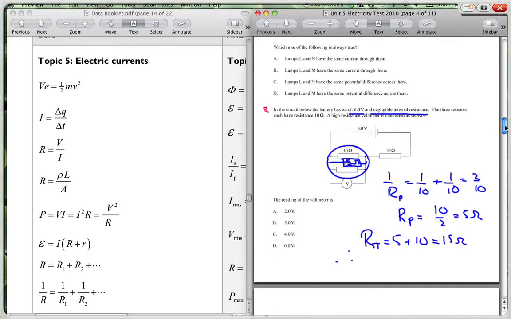And therefore, you're going to have a current. I is equal to V over R, which would equal 6 over 15, which is equal to 0.4 amps. If that's correct. Okay, so we've got that. Now the potential difference across here, if you've got 0.4 amps, would be 0.4 times 10, which would equal 4 volts. So the balance must be across here. This must be 2 volts. 2 volts plus 4 volts gives you 6 volts. So A would be your correct answer there.